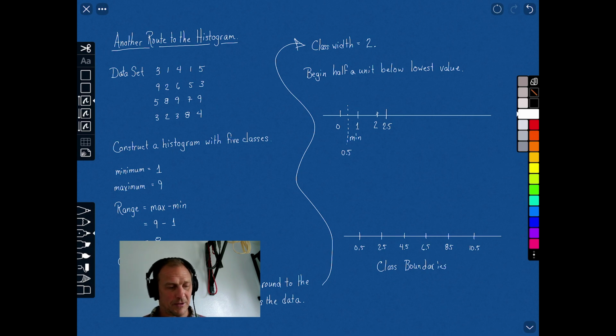And then it's a good exercise. Now, again, we're going to have frequency per unit. It's going to be on my vertical axis. And now what I need to do is count the number of values between 0.5 and 2.5.